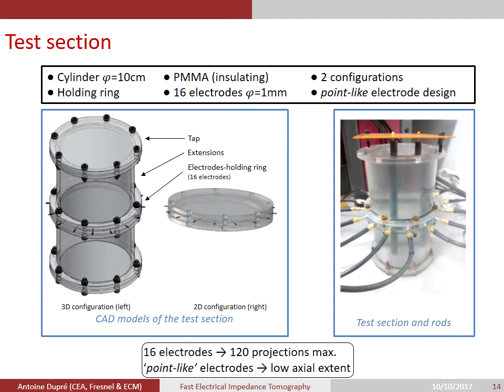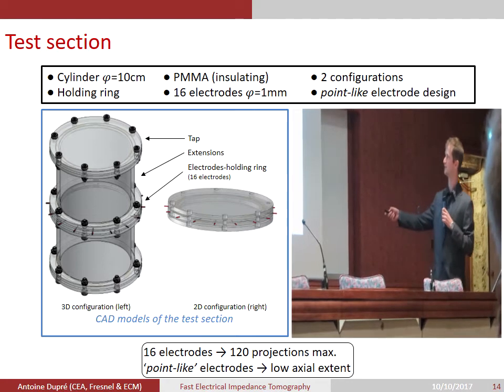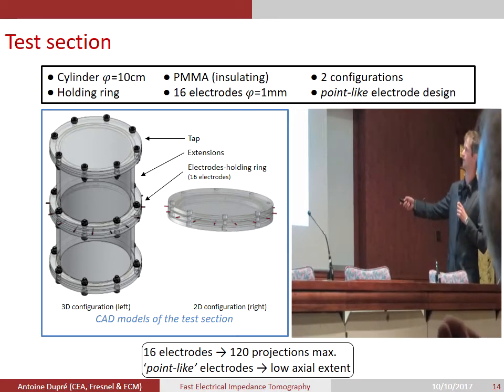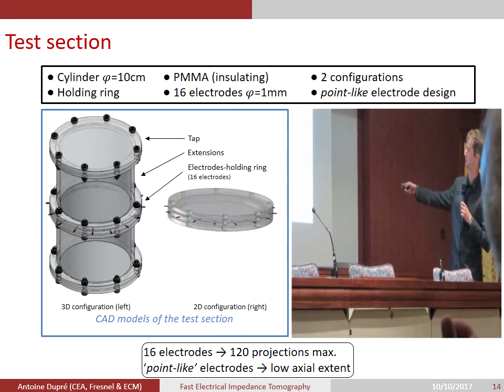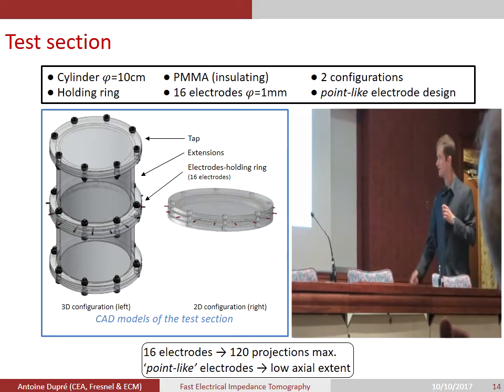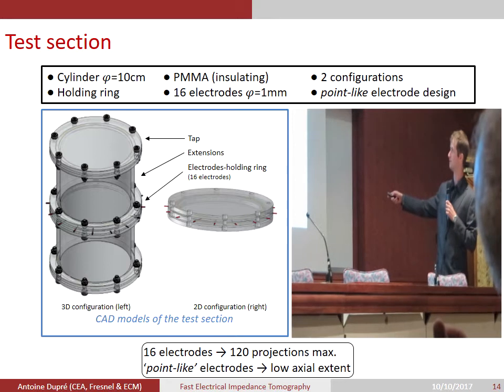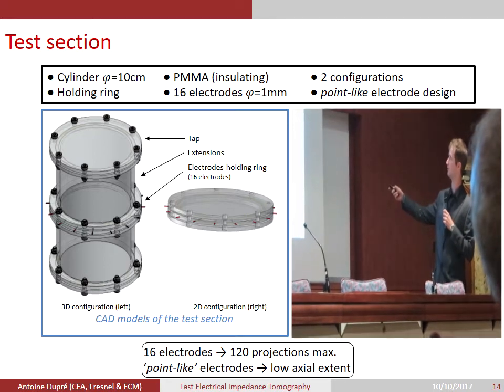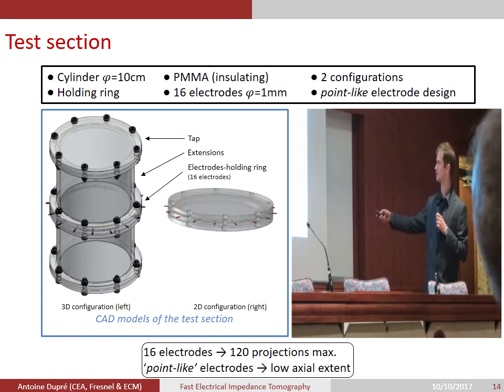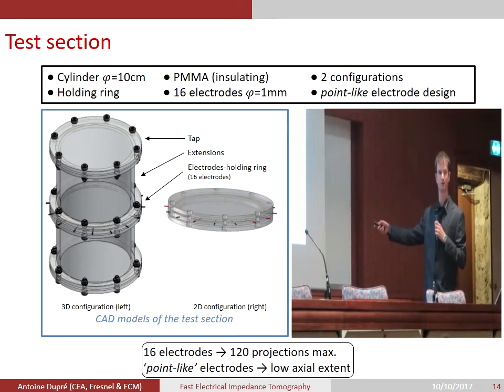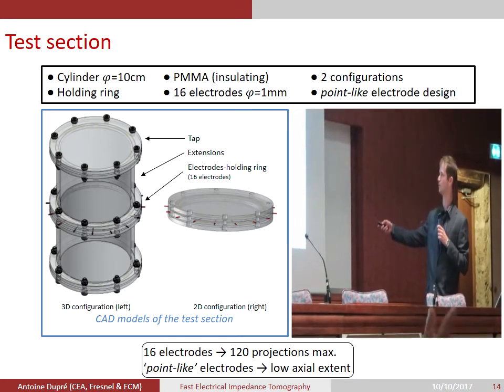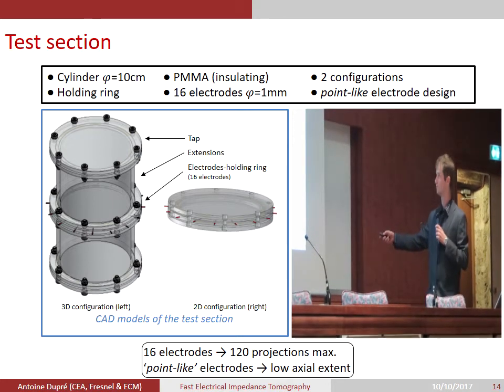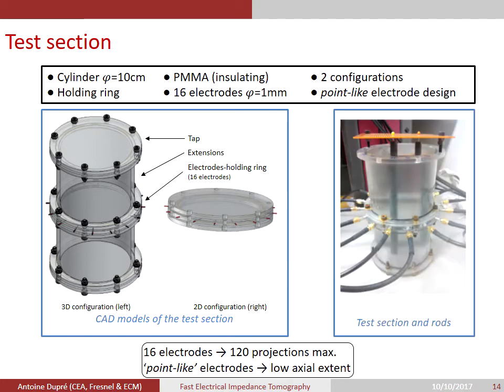This is the setup for the prototype sensor. It has two configurations, the 3D configuration and the 2D configuration. The 16 electrodes are arranged around the holding ring on the same axial plane. This is important. Finally, the specificity is what I call the point-like electrode design: the cross-section of the electrode is very small compared to the length for the current to flow. And that has implications on the properties of this prototype.